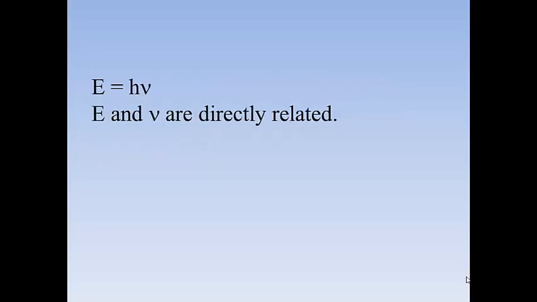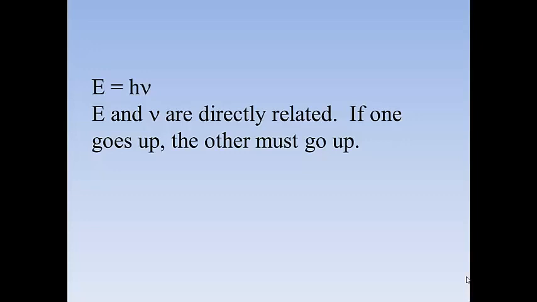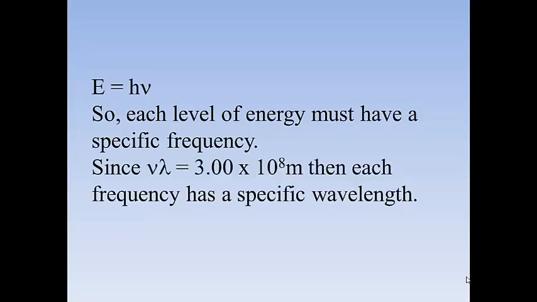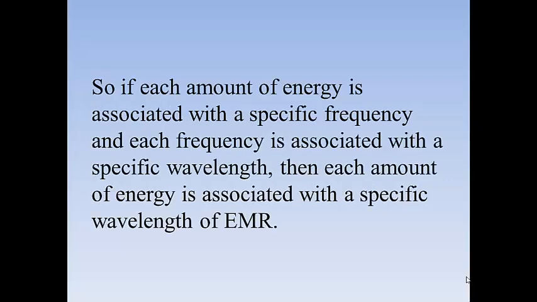So E and nu are directly related. The energy and the frequency are directly related. If one value goes up, the other must go up. So therefore, each level of energy must have a very specific frequency. Now, we also know that nu times lambda equals C, and therefore each frequency has a very specific wavelength. So, if each amount of energy is associated with a specific frequency, and any frequency is associated with a specific wavelength, then each amount of energy is associated with a specific wavelength of EMR.